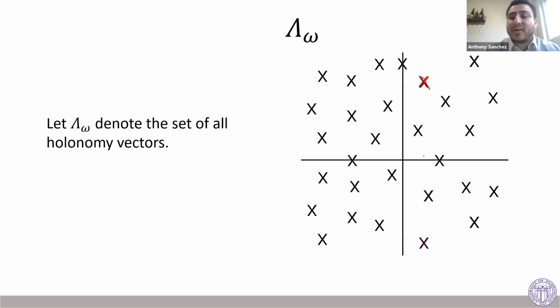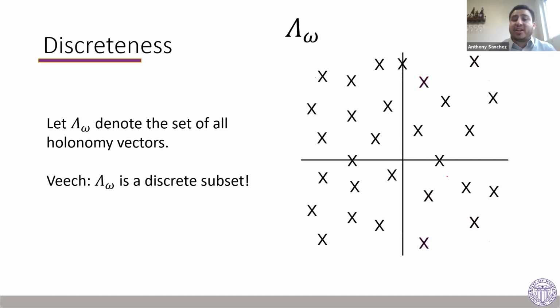So this check means that there's some saddle connection with length, say, 1 in the horizontal component and 4, say, in the vertical component. And so why is this a good picture? Well, this is a good picture of the holonomy vectors by a theorem of Veech.